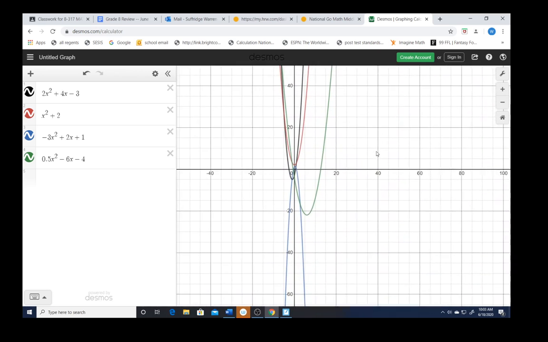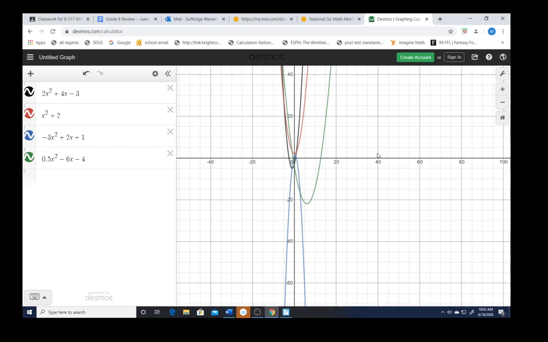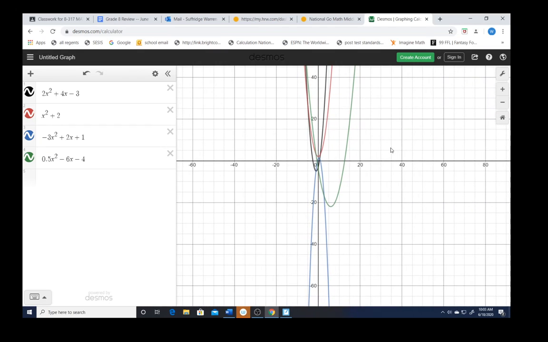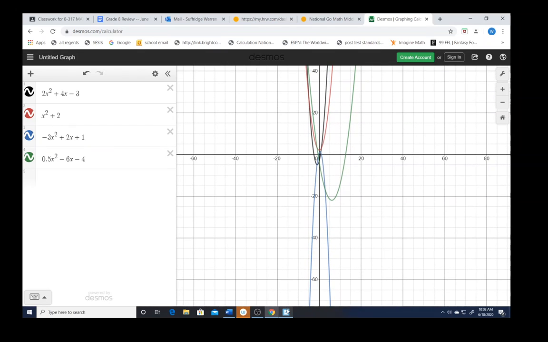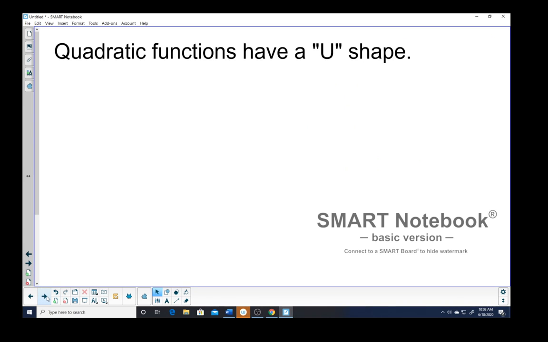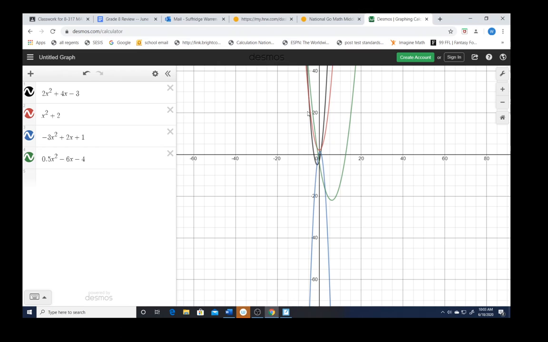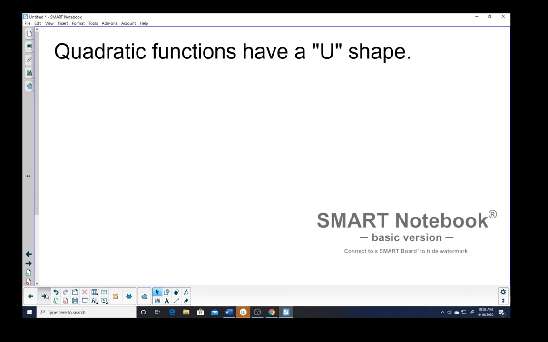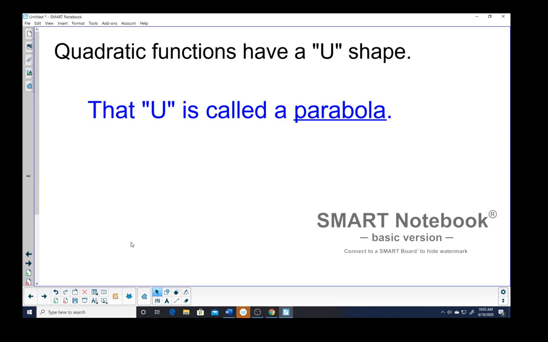What do you notice about all of them? They're certainly not lines anymore, but what do you notice about the shapes of those graphs? They have a U-shape, don't they? Sort of. They all sort of have a U-shape. That U-shape is called a parabola. So you'll see that when you get into geometry next year. But yeah, the parabola is just that U shape that the graph of a quadratic function makes. Alright?